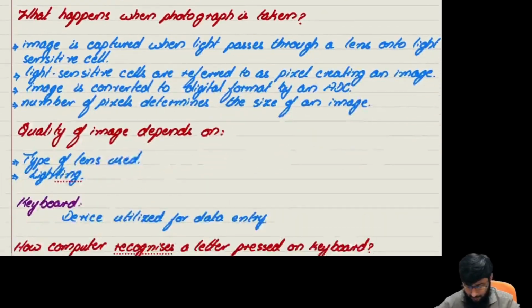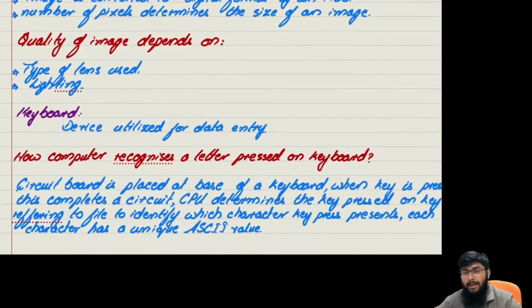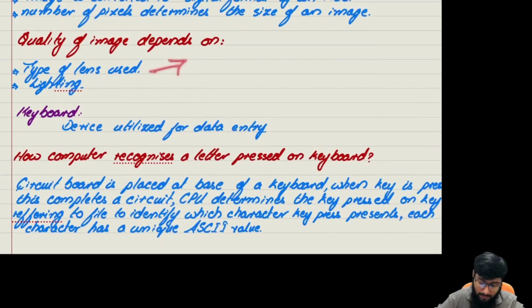And the second thing that matters is the lighting. So if the examiner asks you what the quality of an image mainly depends on, if they use the word mainly, then mainly it is the type of lens used.